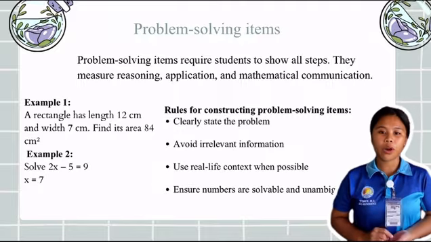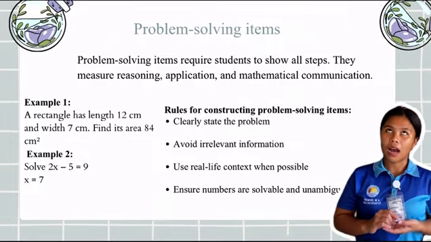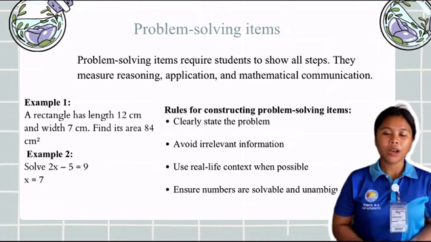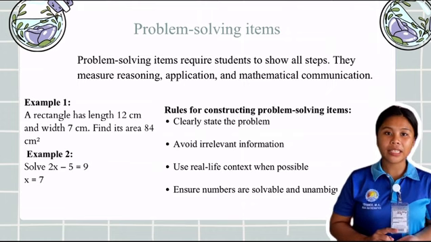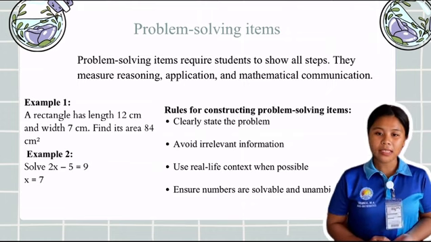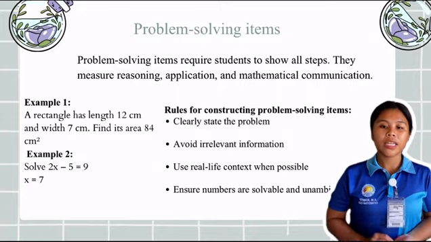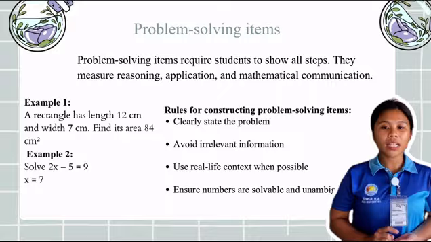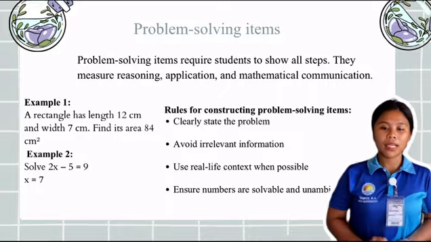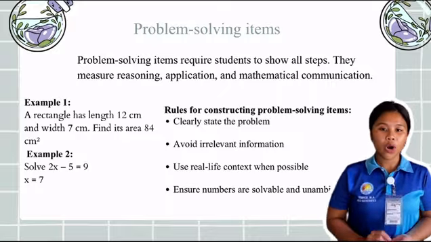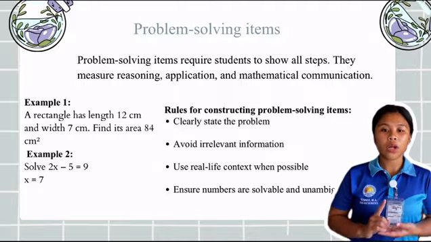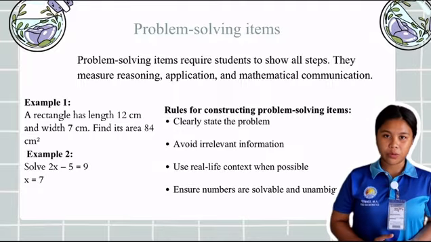So there are rules of constructing problem-solving items. First, clearly state the problem. Second, avoid irrelevant information. Third, use real-life context when possible. And lastly, ensure numbers are solvable and unambiguous.